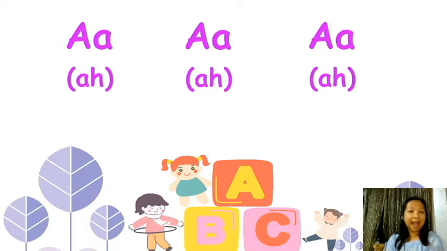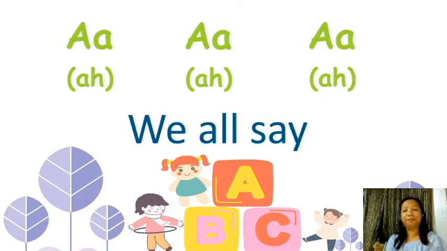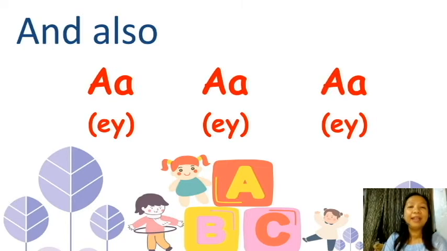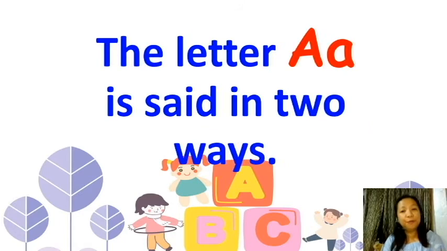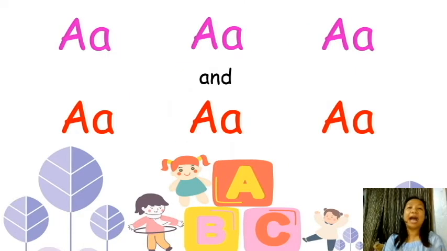A, a, a. We say a, a, a. And a, a. The letter A is said in two ways. A, and a.